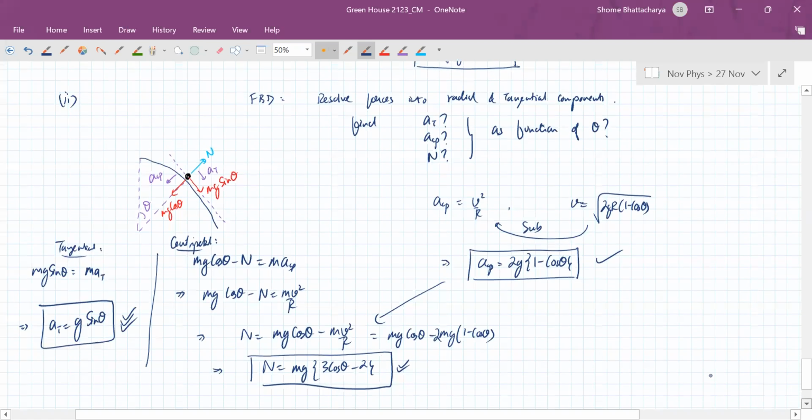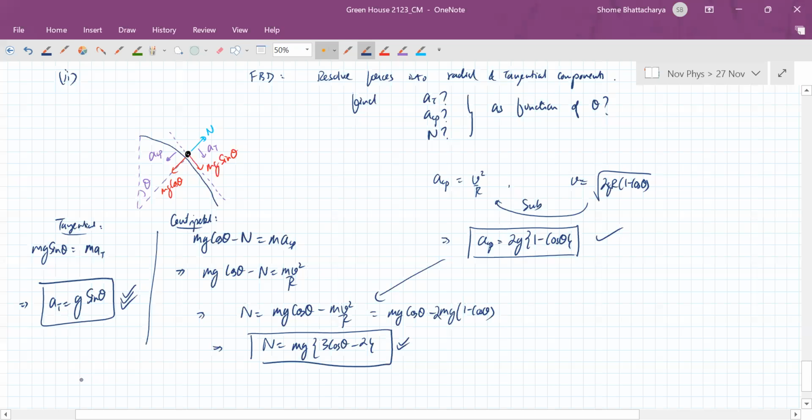And finally, from this, we can find the value of theta at which it loses contact. For the particle to lose contact, that is, slip off the surface, n should become 0. So from that you can see.